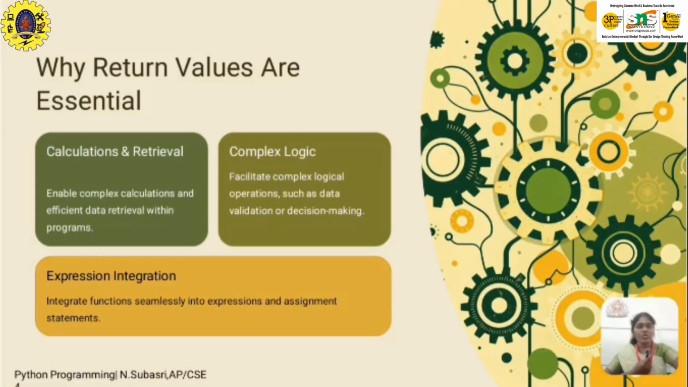What are return values essential for, and for what purpose do we use them? The main three key points are mentioned here. First, we use it for calculation and retrieval purposes. That is, for making complex calculations and also data retrieval techniques, we use return values. And also complex logic, which helps you do operations like data validation and decision making processes.